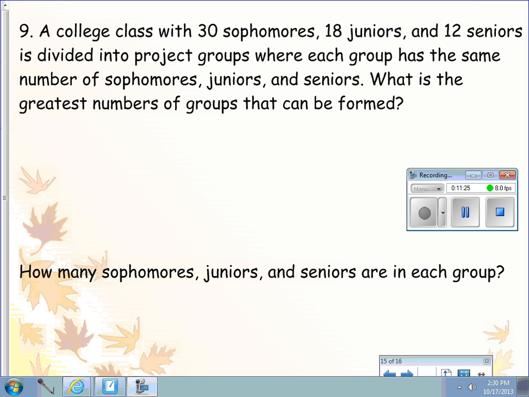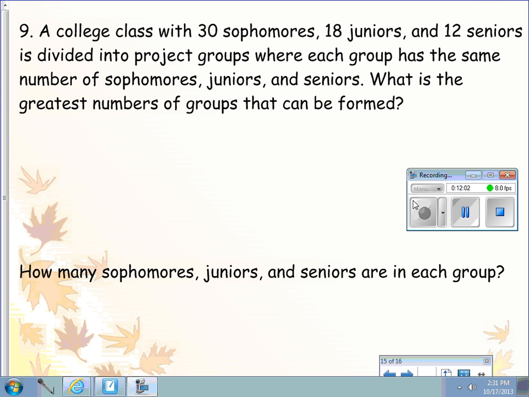A college class with 30 sophomores, 18 juniors, and 12 seniors is divided into project groups where each group has to have the same number of sophomores, juniors, and seniors. What is the greatest number of groups that can be formed? Class, how many sophomores do we have participating in this? 30. How many juniors? 18. And how many seniors? 12. So we need to divide these folks up to where they have the same amount of sophomores in each group, the same amount of juniors in each group, and the same amount of seniors.